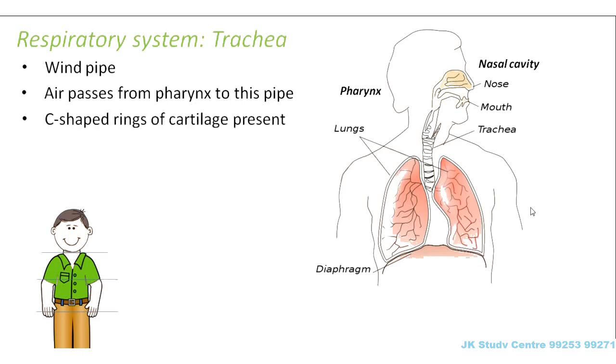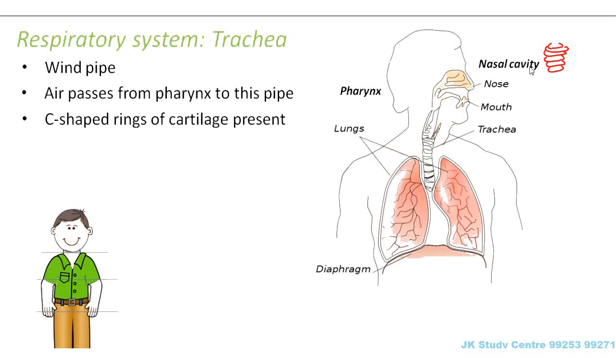C-shaped rings of cartilage are present on the trachea. So if you look at this tube, you can see that there are some ring-like structures on this tube. So what are they? They are cartilage rings. We already know what is cartilage, what is bone. This is a kind of connective tissue. So this cartilage is present on the trachea and it is C-shaped. So if you look at it, it is not completely circular, but rather it is in the shape of C. So these kinds of cartilages are present on the trachea.